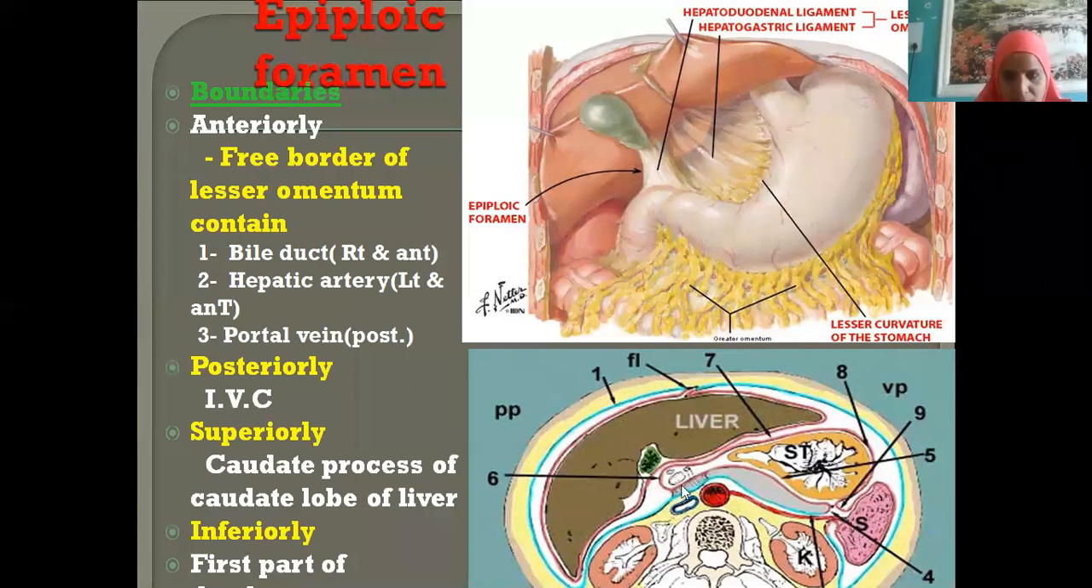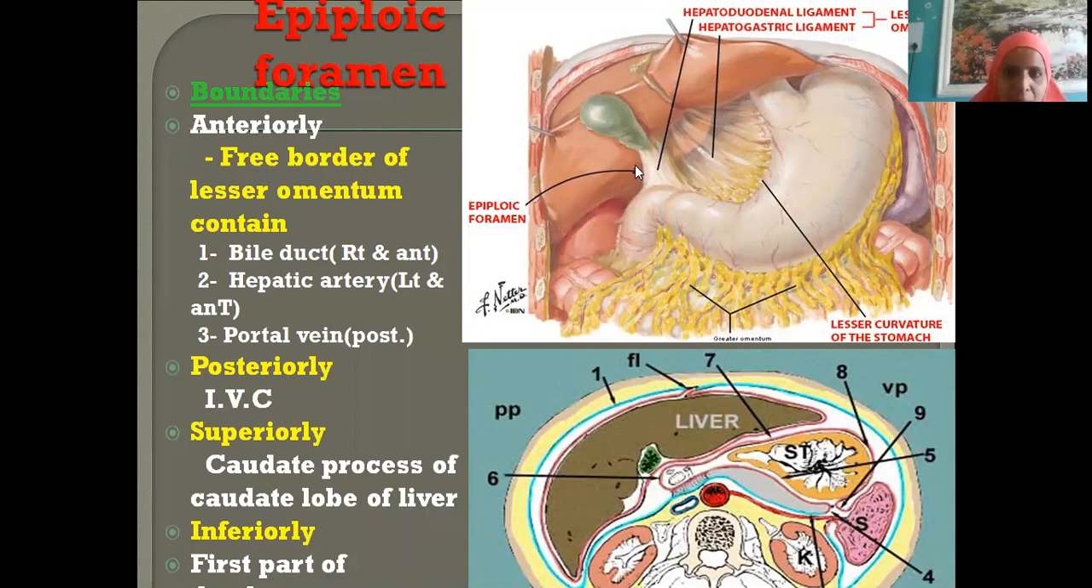Posterior boundary, suppose this is the epiploic foramen. This is the posterior boundary here, where you will have the inferior vena cava. That means if you remove the stomach, the liver, the abdominal visceral organs, behind you will see, most posteriorly in front of the vertebral column, the abdominal aorta and inferior vena cava. Posteriorly, we have the inferior vena cava.